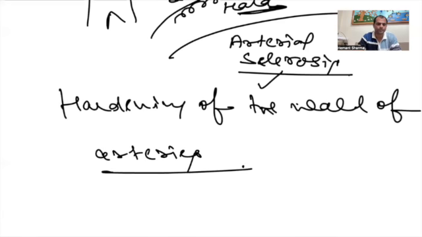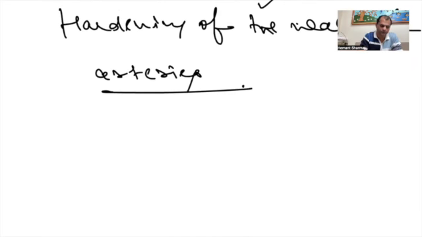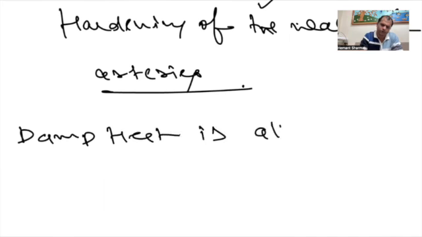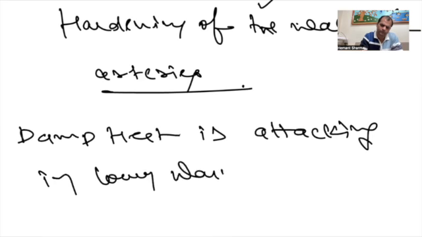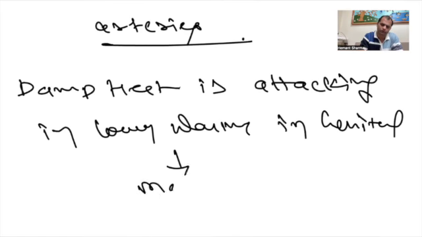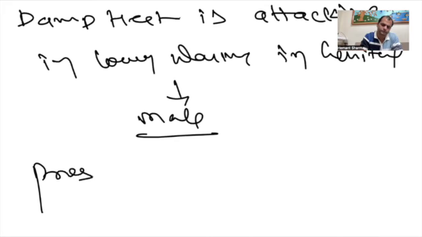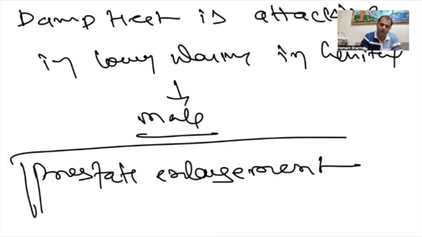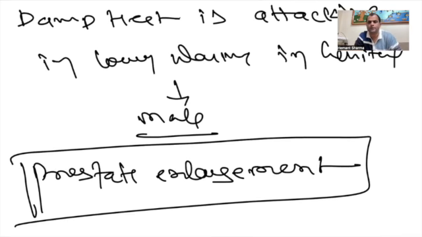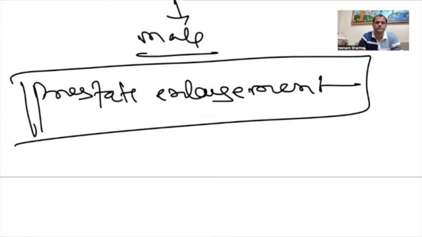Right now, in this way, suppose the damp heat is attacking the lower warmer, the genital, so males are suffering with prostate enlargement. अगर डैम्प हीट का आक्रमण लोअर वार्मर में जेनिटल में हो गया तो प्रोस्टेट इनलार्जमेंट हो जाता है। So what is the treatment? What is the diagnosis of the prostate enlargement?